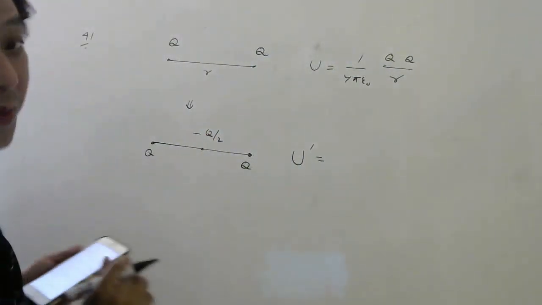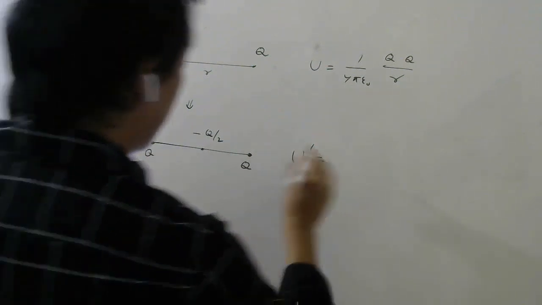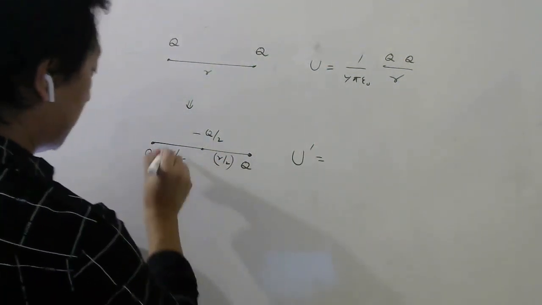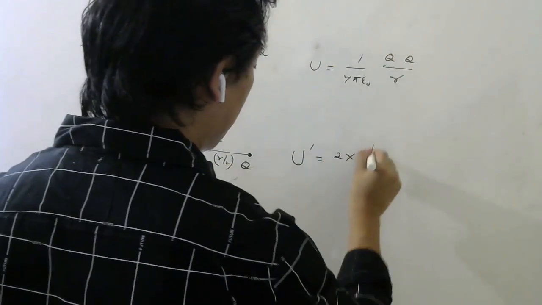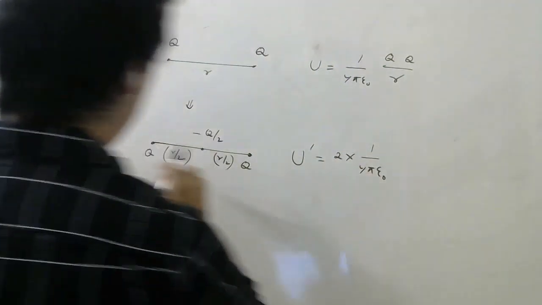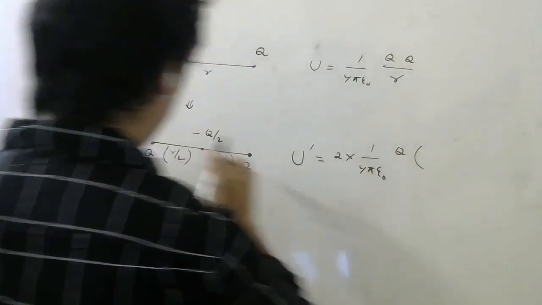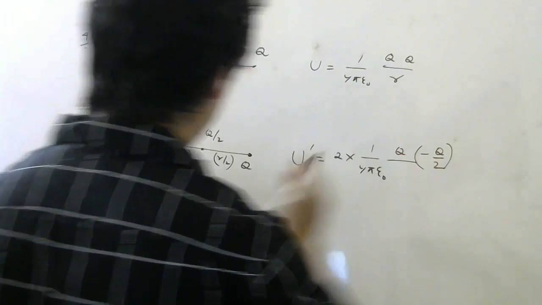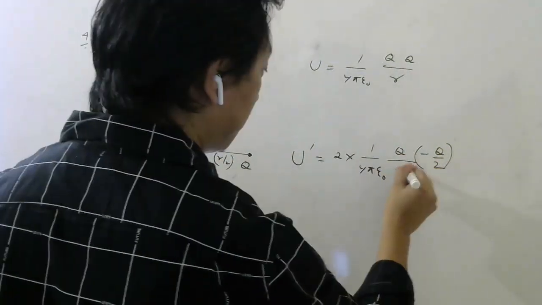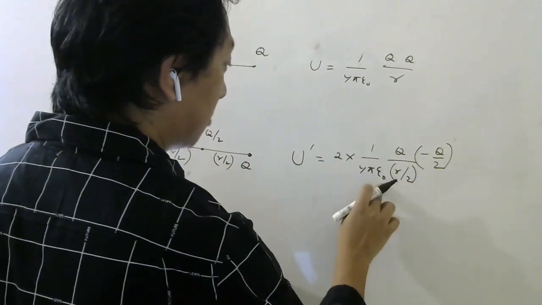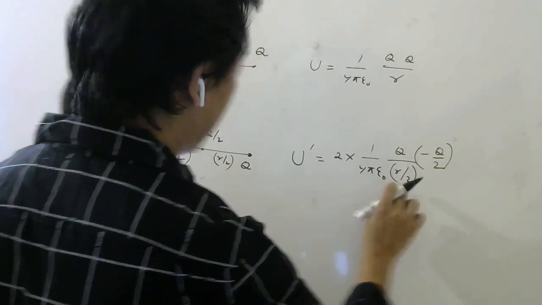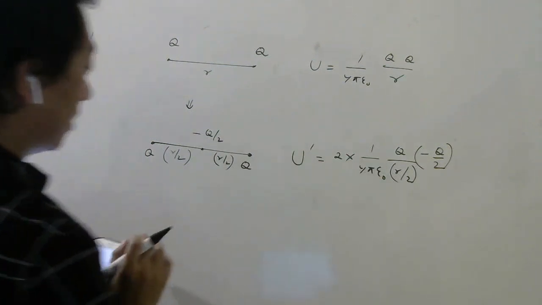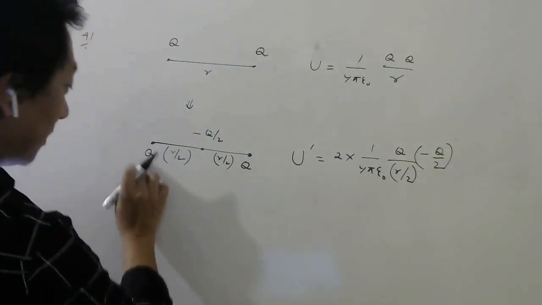Now three pairs will be there. So for this pair and this pair, this distance will be r by 2, this will be r by 2. So it will be 2 times 1 by 4 pi epsilon naught, this charge q into this charge minus q by 2, divided by this distance, r by 2, right? 1 by 4 pi epsilon naught q1 q2 by distance between the two charges. And 2 I wrote because this pair and this pair will give you same potential energy. Then which pair will be left? This pair, right?